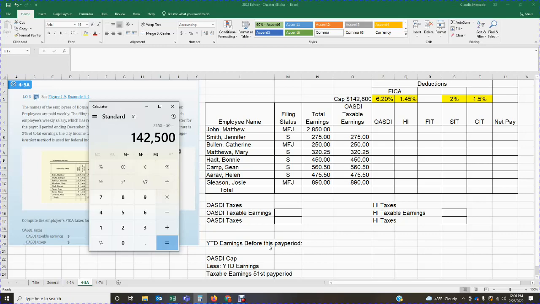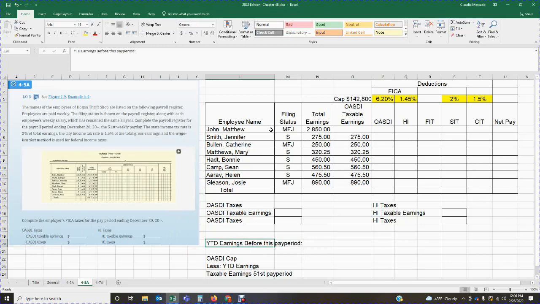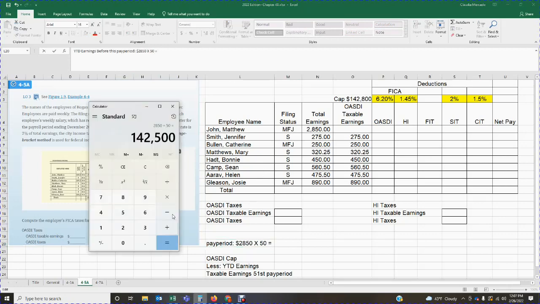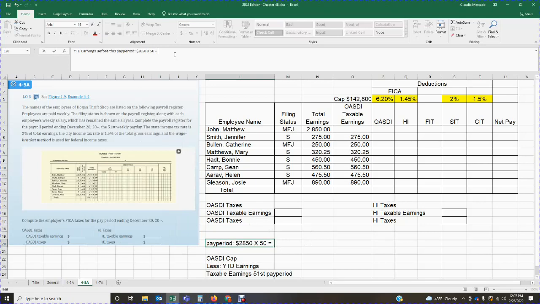So I'm going to do my calculations down here for Matthew. My year-to-date earnings before this pay period: I know that Matthew makes $28.50 a week. I'm going to multiply it by 50 weeks because we are in the 51st paycheck, so I want to know how much he has made before this paycheck. And how much do we say? $142,500. So that is how much Matthew has made.